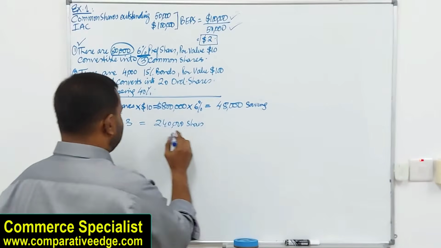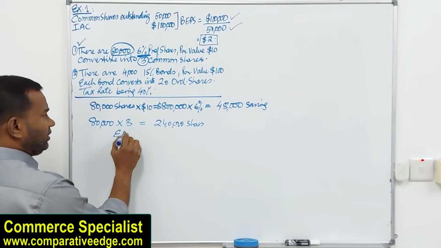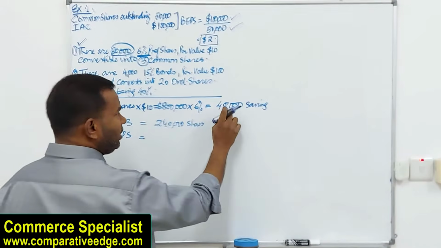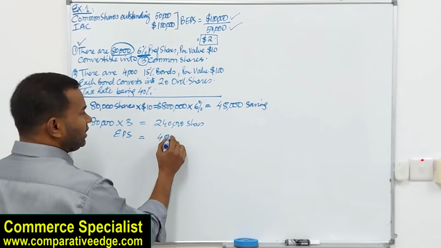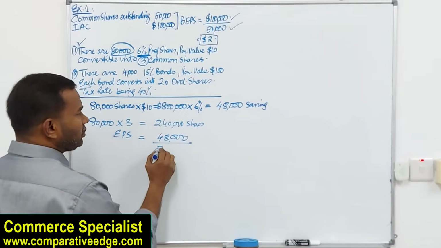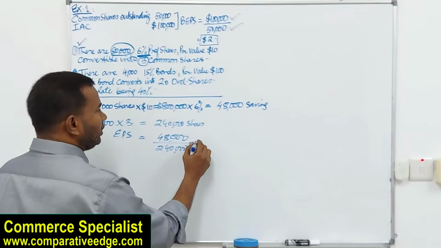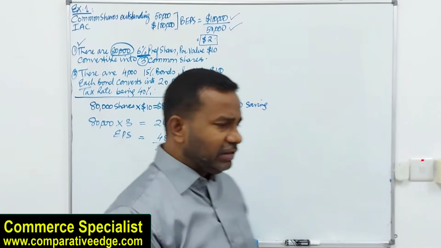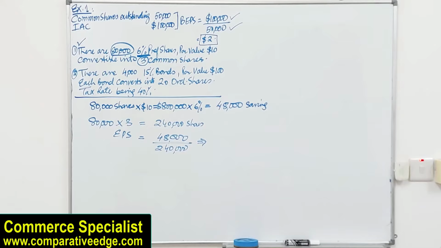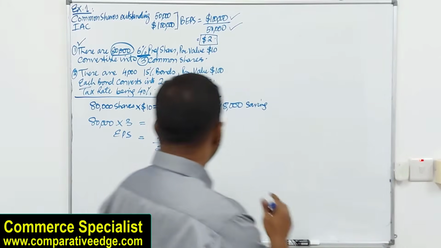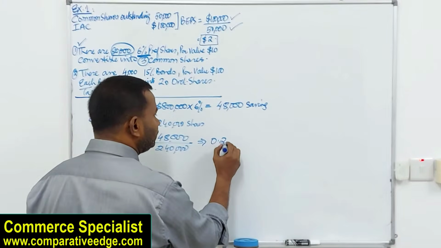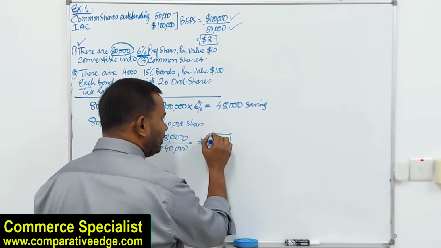Therefore, guys, please note, the EPS effect in the numerator will increase by 48,000 savings, and new shares will be issued, 240,000. So if I divide 48,000 by 240,000, your EPS effect is coming to 0.2. Now please pay attention to this.